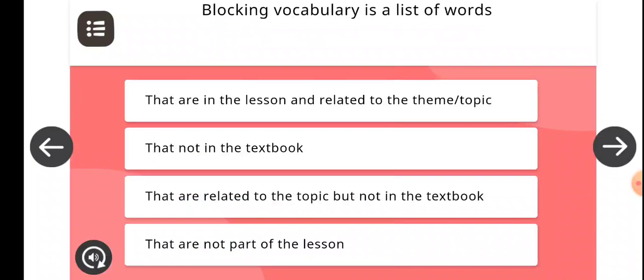Next, blocking vocabulary is a list of words. What? Blocking vocabulary means we are blocking some words.